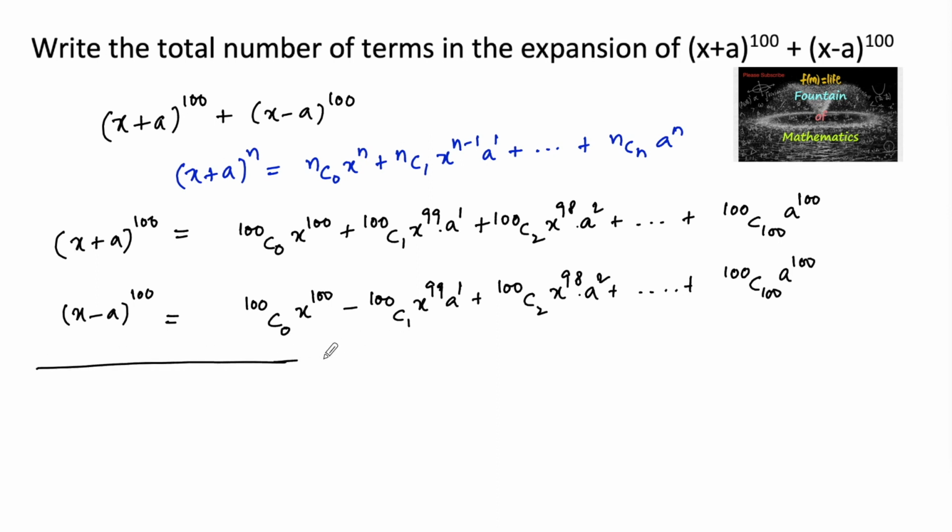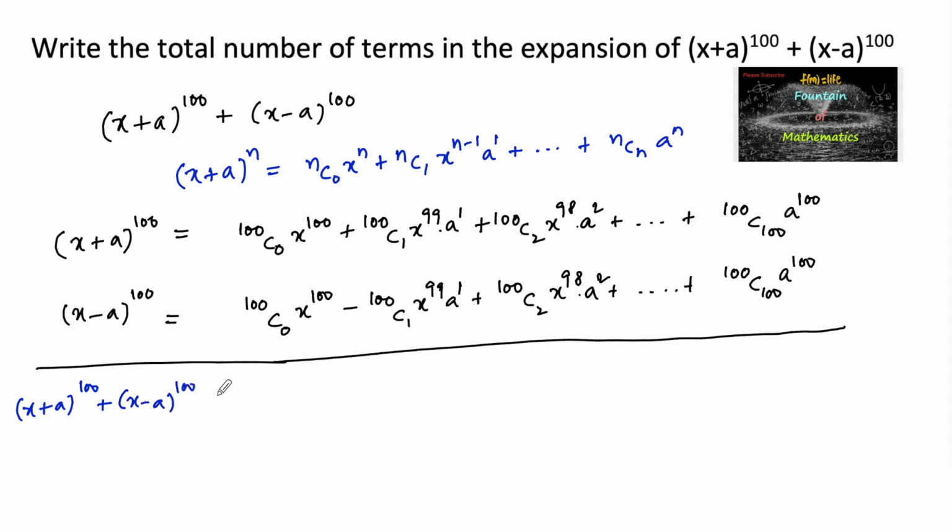So upon adding both (x + a)^100 + (x - a)^100, the odd terms will get cancelled. We can see that the odd terms get cancelled, 100C1 and the next 100C3 and so on, 100C99 also gets cancelled. Only even coefficients will be remaining.